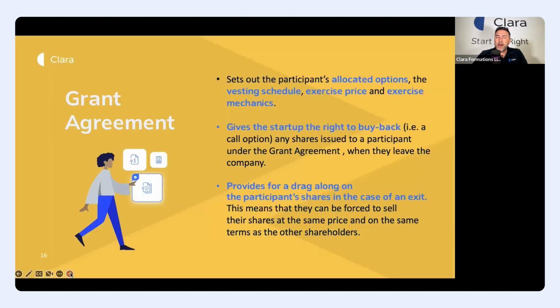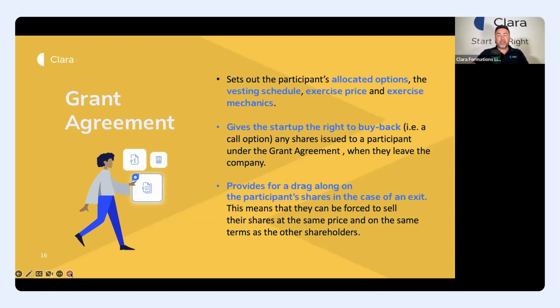Now, the grant agreement, after the plan has been created, and let's just say the plan includes 10,000 shares, which might total, for example, 10% of the company. The grant agreement is a document between the company and the individual. And that sets out a lot of the things that we've just touched on. It will always reference the plan, obviously, and they'll be able to review it. But the grant agreement will be very bespoke to their particular needs.